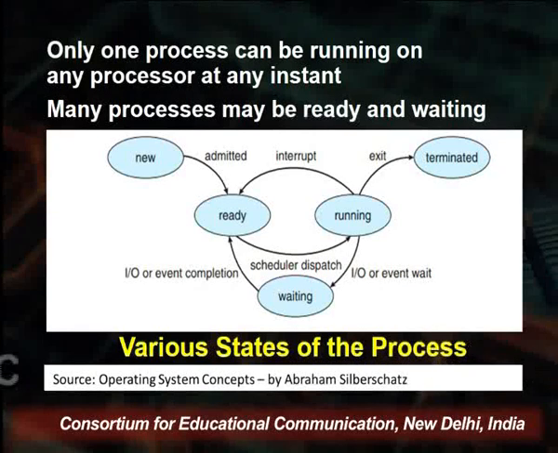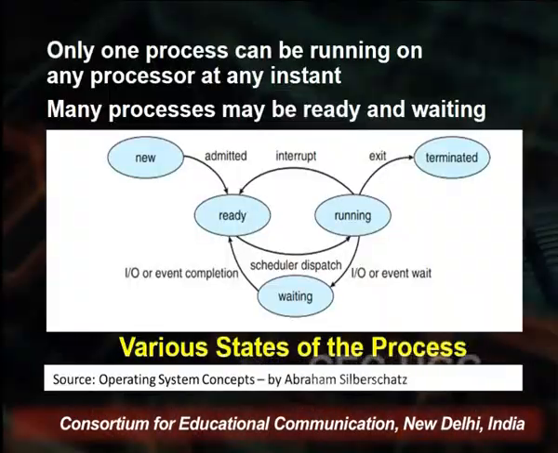Now, while running, this process may need an input output activity, or maybe another signal or an event. In that situation, what will happen? This process will go from the running state to the waiting state. Why? Because it is now waiting for one of the events to happen. So, now it is in the waiting situation.